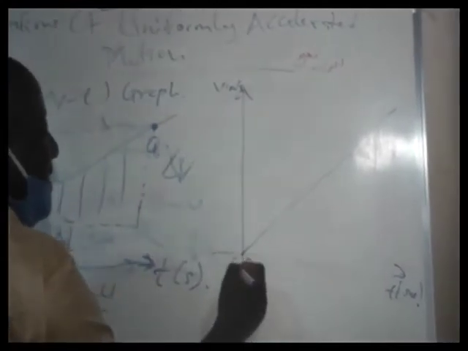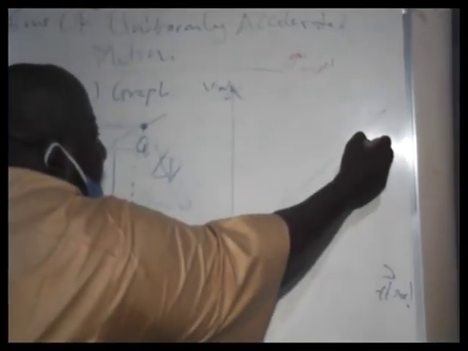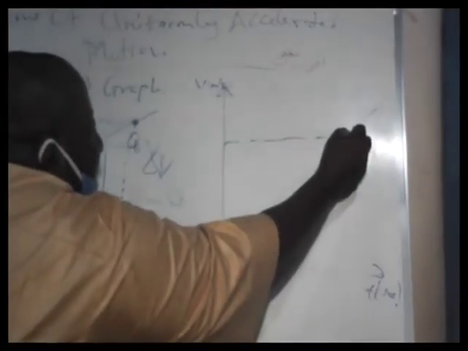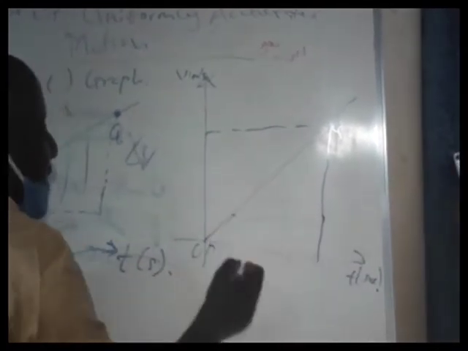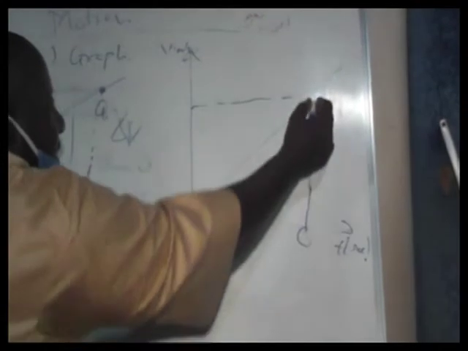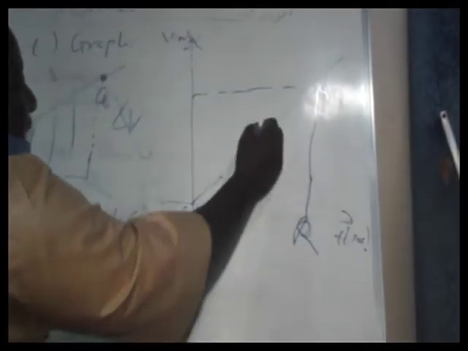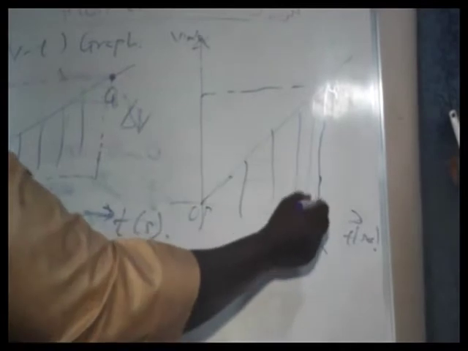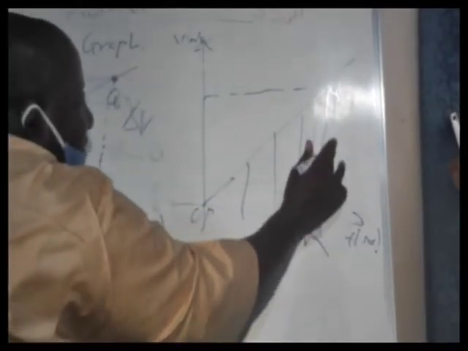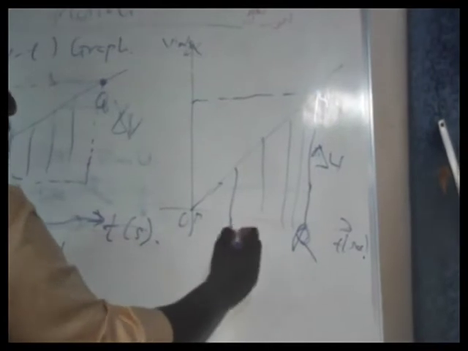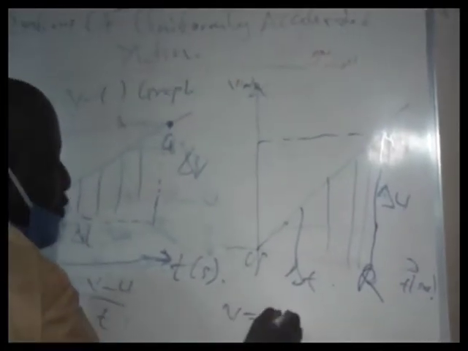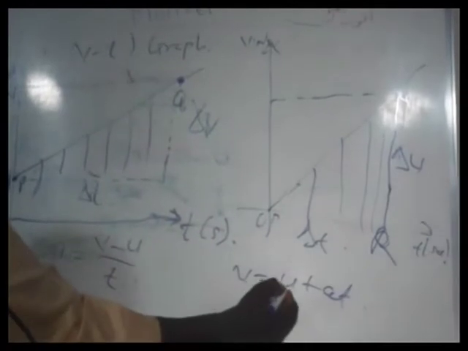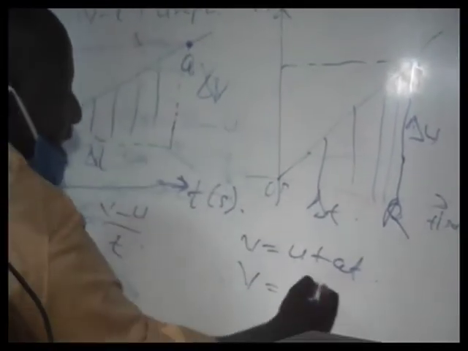If this is point P, and we have our point Q here, then definitely we have our gradient. Let's put the gradient down, up to this point, so we have points P, Q, R. The gradient is still the acceleration, which is change in velocity over change in time. Here, since the initial velocity is 0, the equation will change. So we say v equals u plus at, and u is 0, so v now will be equal to at.